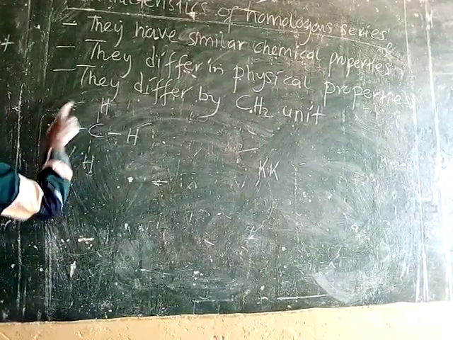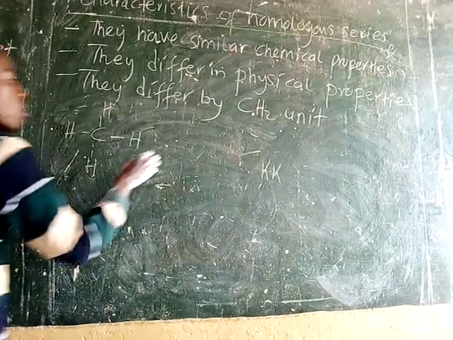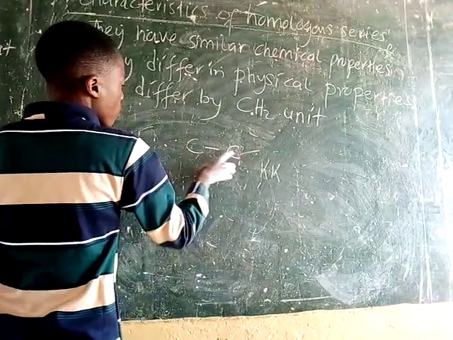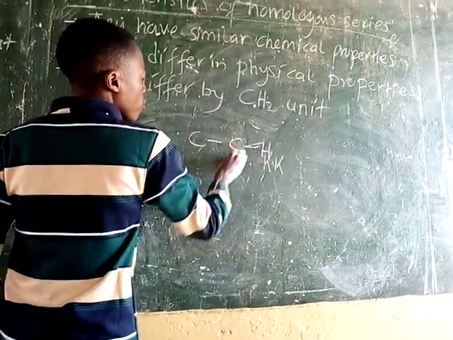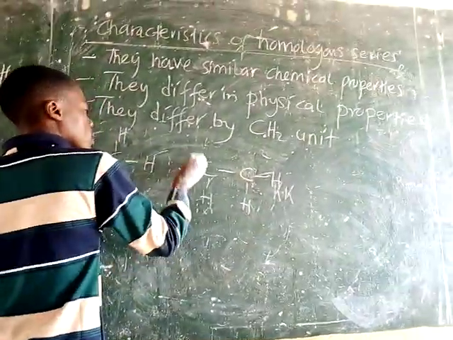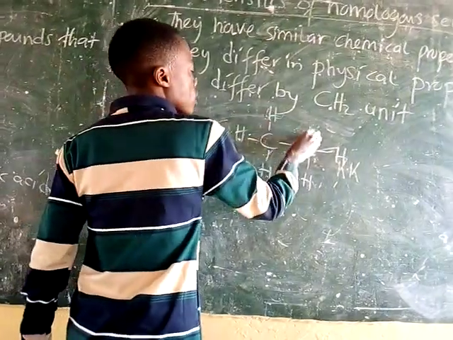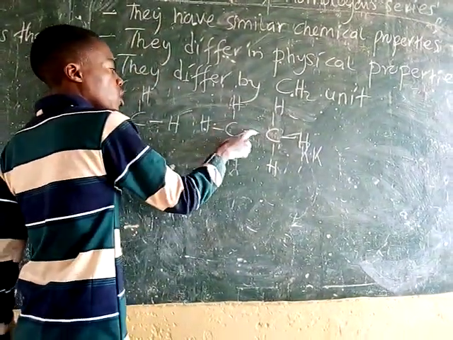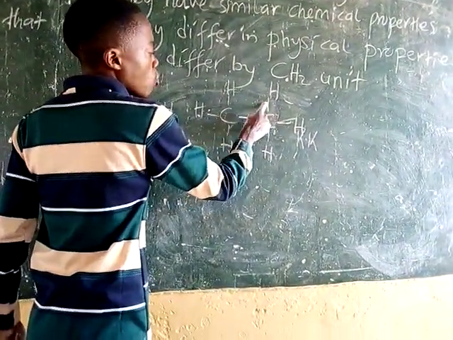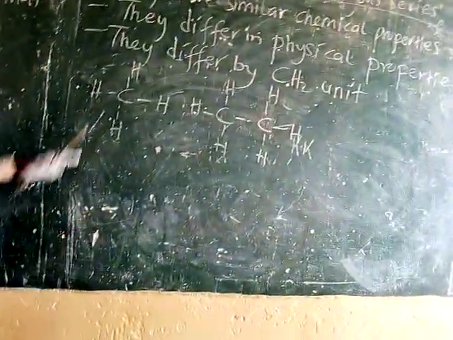1, 2, 3, 4. This is the first compound, for methane. The second compound is ethane. It must contain 2 carbon atoms. Let's now try to fill up the carbon atoms so that each carbon atom is surrounded by 4 bonds. 1, 2, 3, 4. 1, 2, 3, 4. So now, this is the first compound.